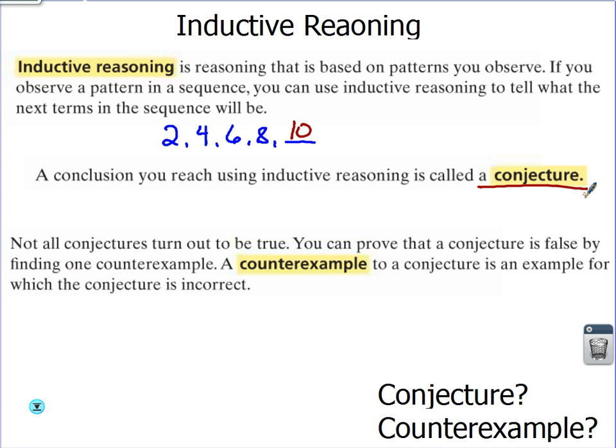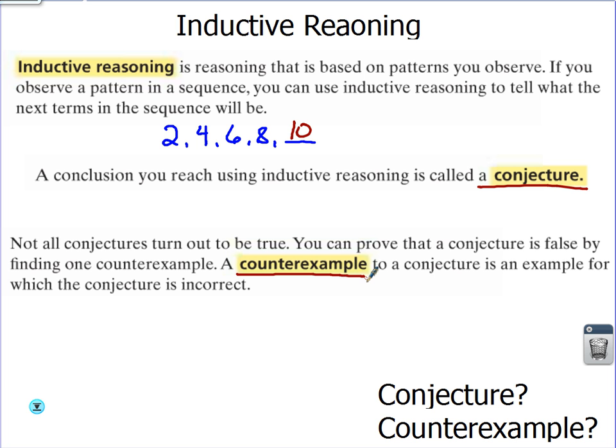Not all conjectures turn out to be true. You can prove that a conjecture is false by finding a counterexample. A counterexample to a conjecture is an example for which the conjecture is incorrect. So, inductive reasoning is reasoning based on patterns, reasoning based on what we see has been true in the past. That's inductive reasoning.